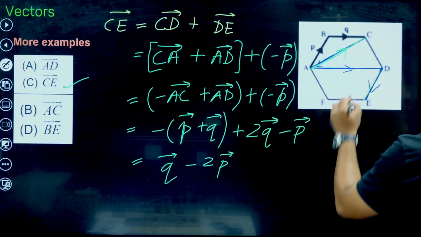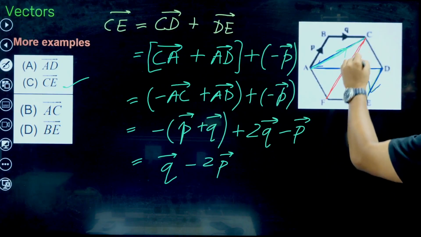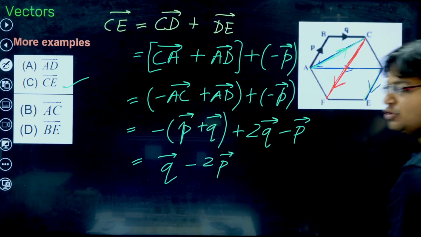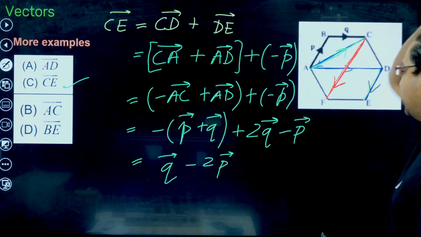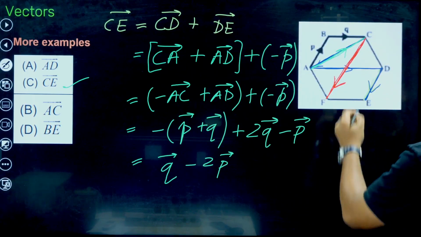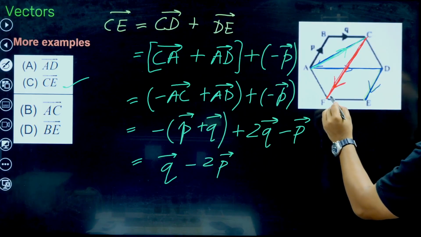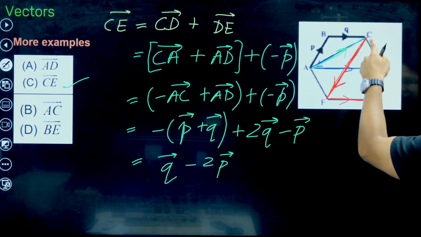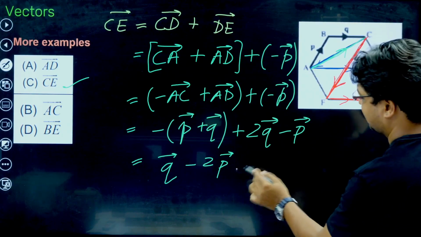Once I've got this, I can interpret also. So minus 2p vector would be this vector. I think it's easier now. This is minus 2p vector because it is parallel to p, double in magnitude, and opposite to p, actually anti-parallel. So this is minus 2p and then this is q. We can clearly see that minus 2p and q vector will give us CE vector. So this is indeed correct.